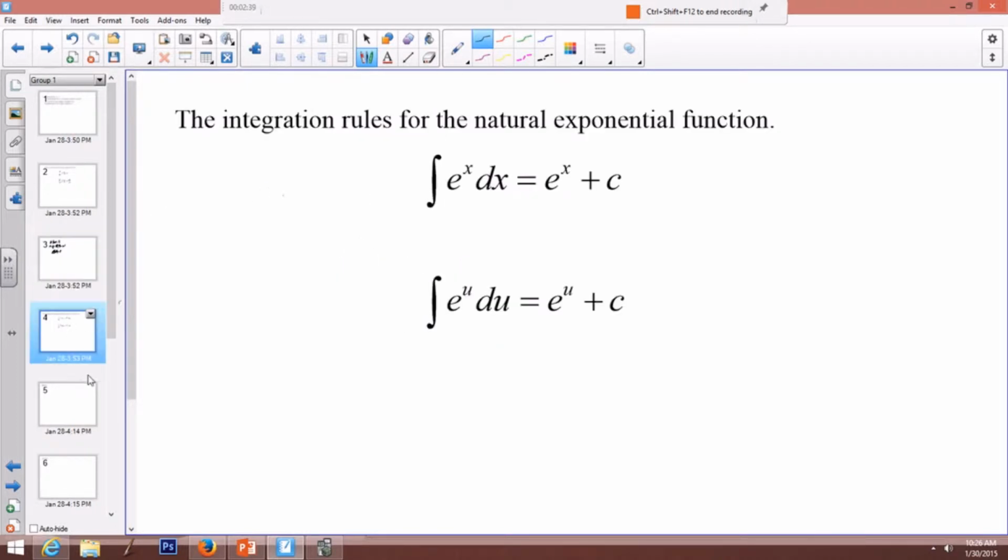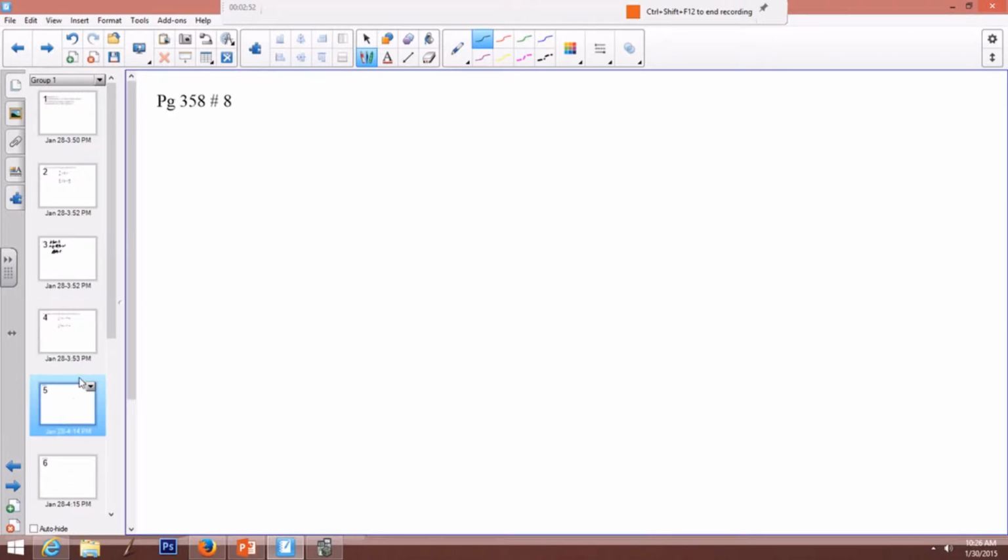So the integration rules are very similar. The integral of e to the x is e to the x, and the integral of e to the u du is e to the u plus some constant c. So pretty straightforward stuff.